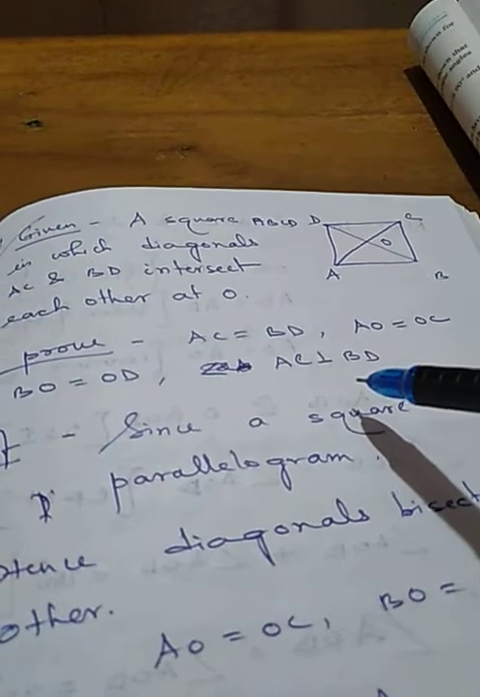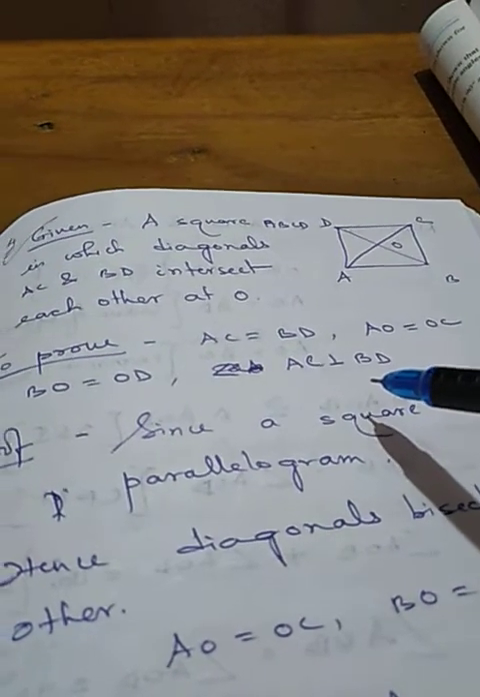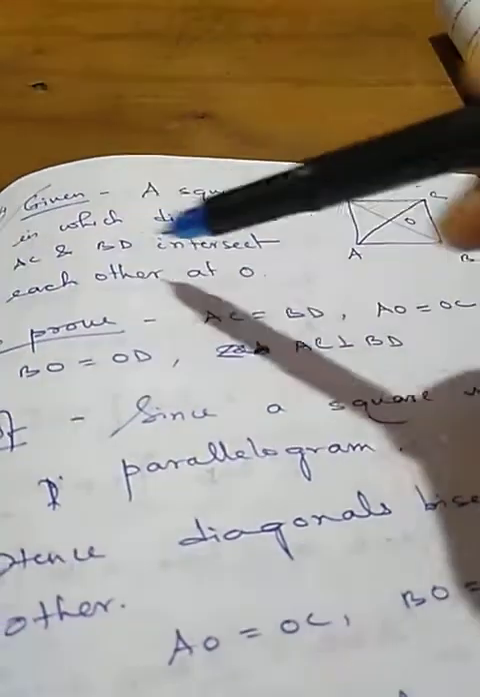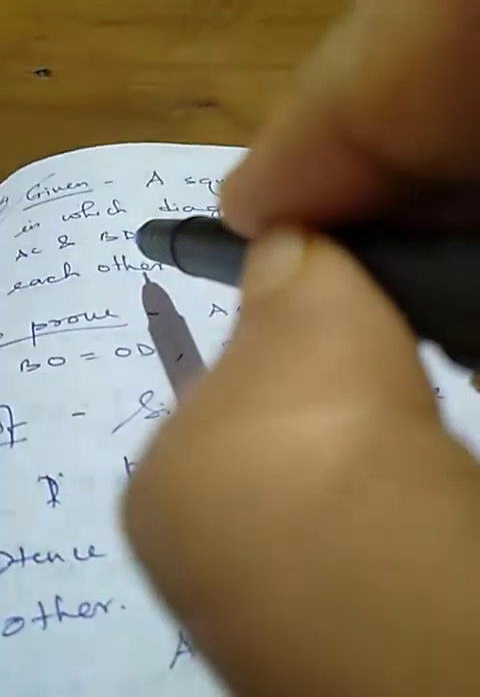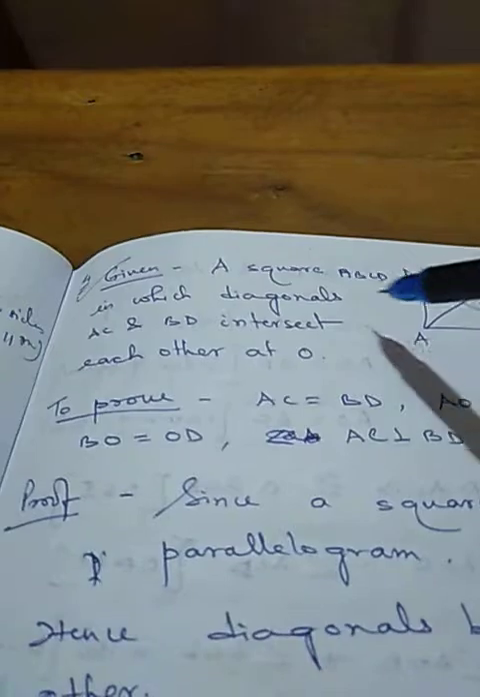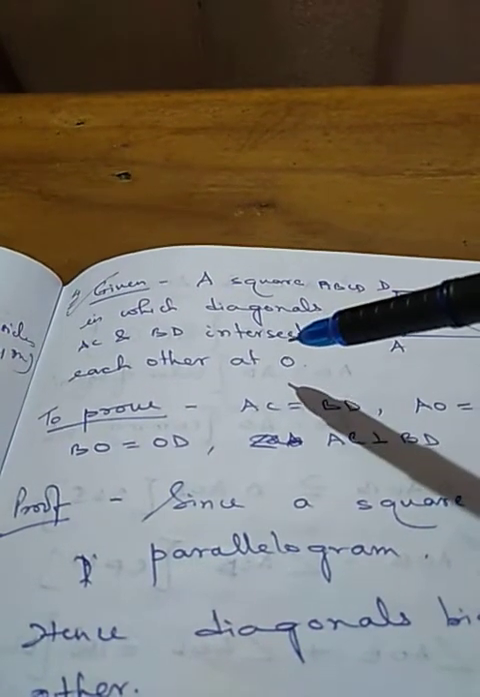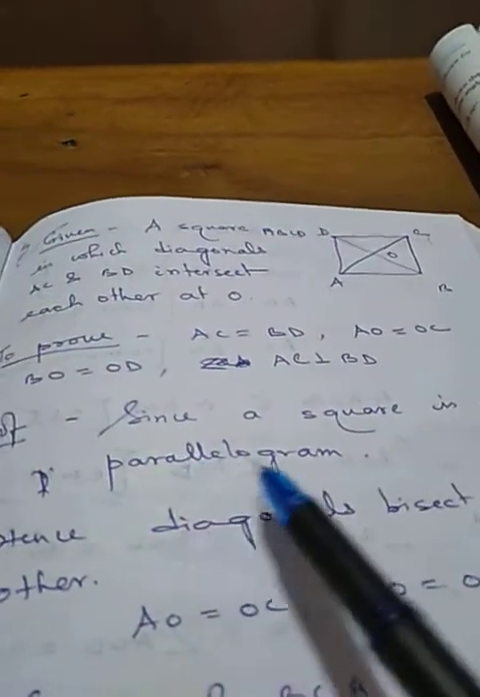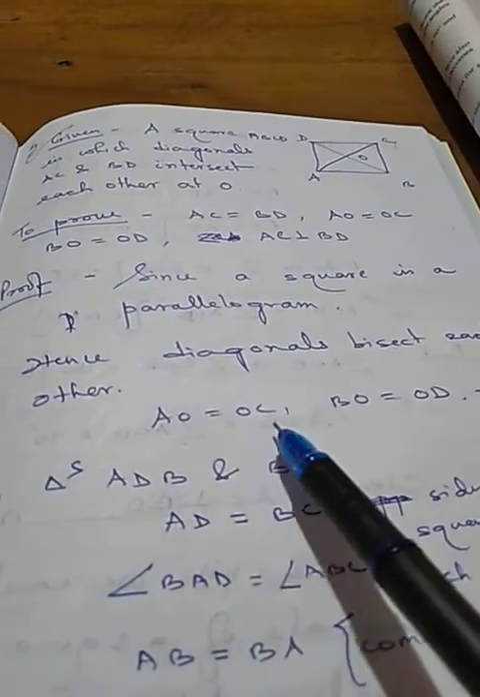As you know, a square has 4 properties. Since ABCD is a square, it already satisfies 2 properties, and 2 more properties are given to prove. Since a square is a parallelogram, in a parallelogram the diagonals bisect each other. Therefore we already get OA equals OC and OB equals OD. This is number 1 that we have given here.